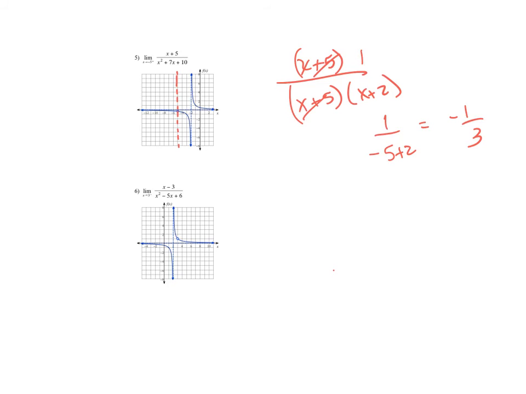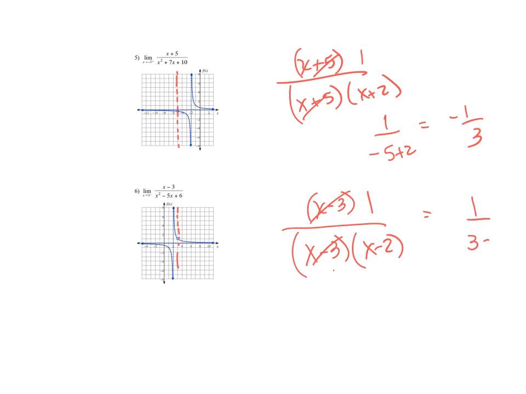And the last one also wants us to find it at the point of discontinuity at the 3, which is not the asymptote. So we have to factor and cancel again. So we have x minus 3 upstairs, and downstairs we have (x minus 3)(x minus 2). We'll put a 1 there. The 3's bite the dust. And we're plugging in a 3. So it's going to be 1 over 3 minus 2, which is 1.